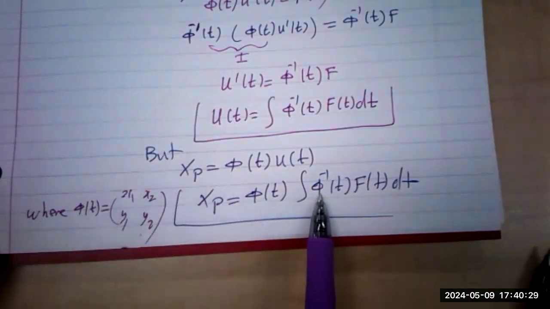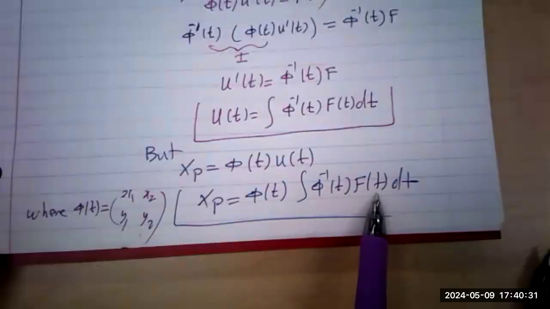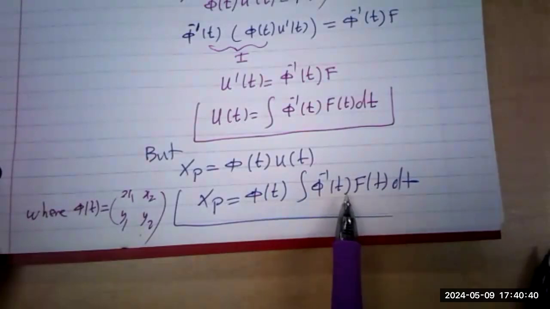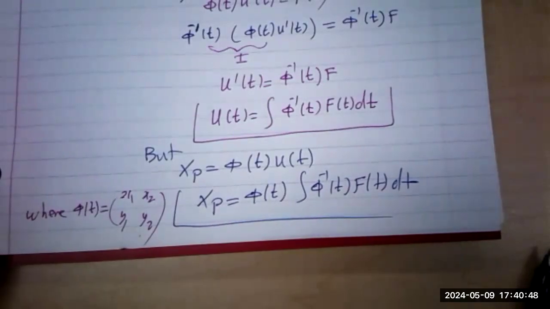You multiply that inverse by f of t and then you integrate it. And at the end, when you integrate, you have to multiply by the phi matrix again. Because you're integrating a matrix, you have to go inside the matrix and integrate each entry. So it's going to be a 2 by 2 matrix, so you have to find 4 integrals.